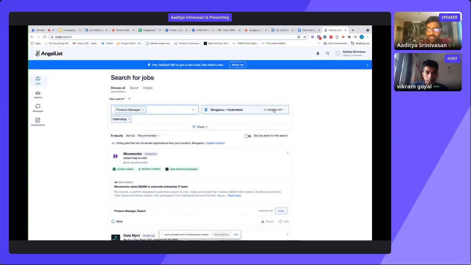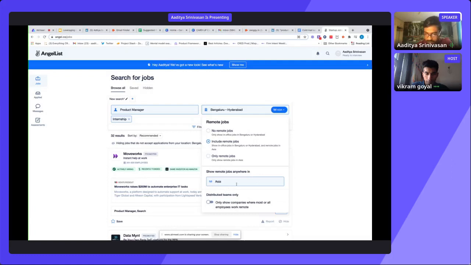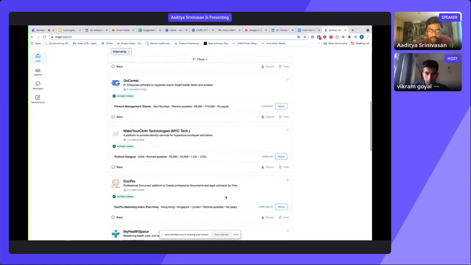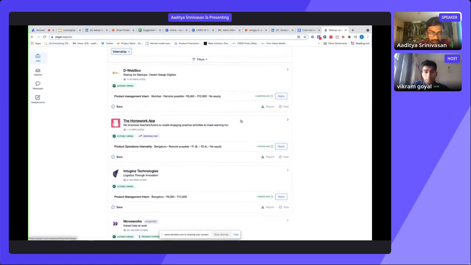And then mostly, right now, only remote jobs are present, right? So you can just say include remote jobs to get more of an idea. And if you want, you can check based on the location. Maybe if you want to check right now in Bangalore or in India or in any other place you want to check out, you can. You get a list of companies and the type of internships.